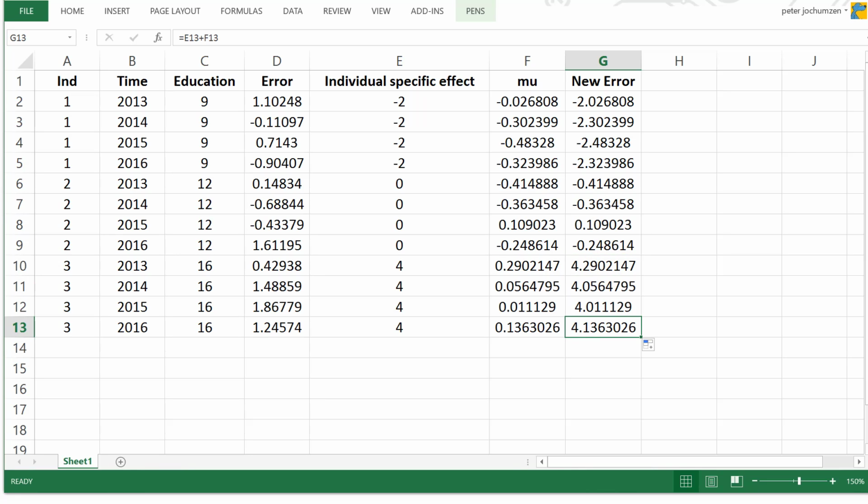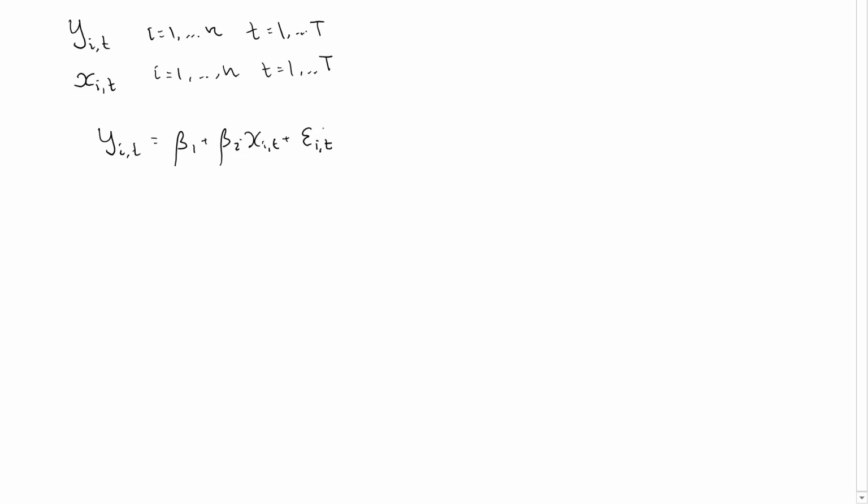So to summarize this mathematically, we want to make a model for the error term that affects individual i at time t. And we want to claim that this error term is equal to some individual specific effect which only depends on the individual. Alpha i was minus 2 for i equal to 1, it was 0 for i equal to 2, and it was 4 for i equal to 3. We still need some randomness over time, so we also add an error term mu it.